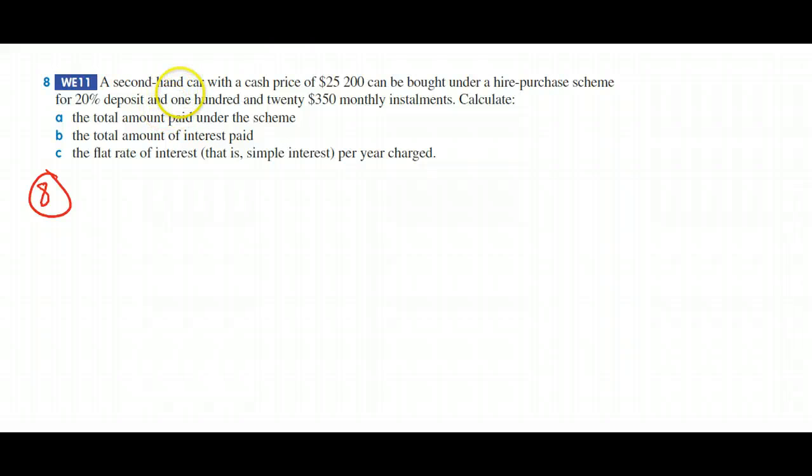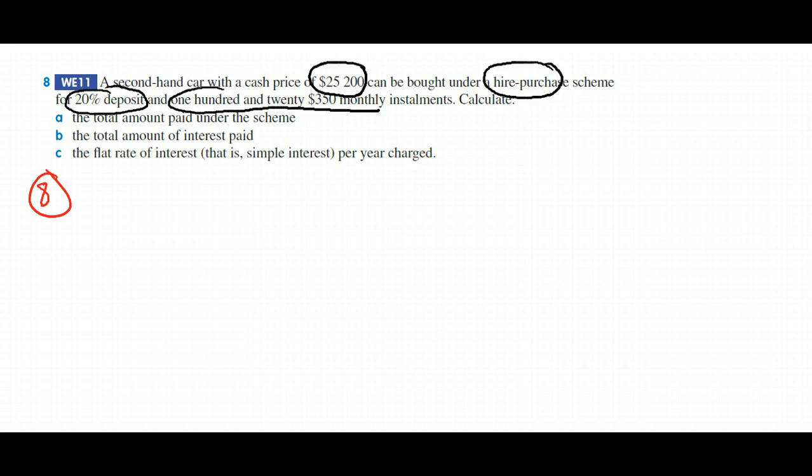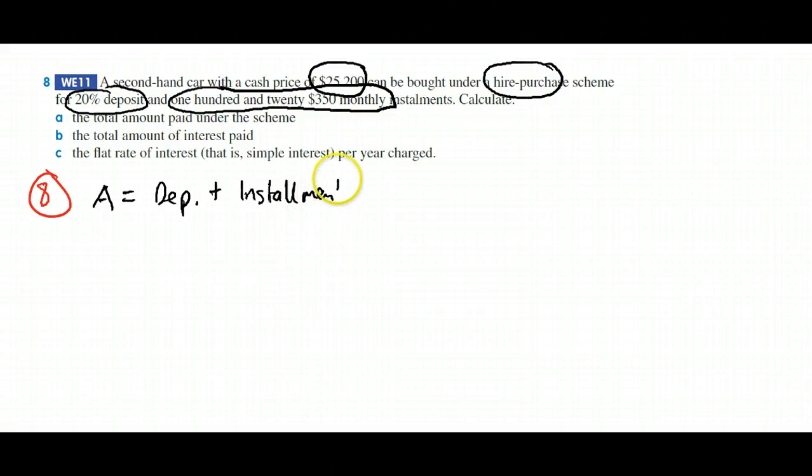In question 8, a second-hand car with a cash price of $25,200 can be bought under a hire purchase scheme for a 20% deposit and 120 $350 monthly installments. Calculate the total amount paid under the scheme. So the total amount is going to be the deposit plus all the installments.